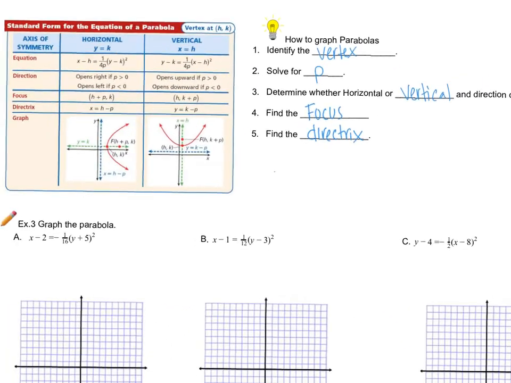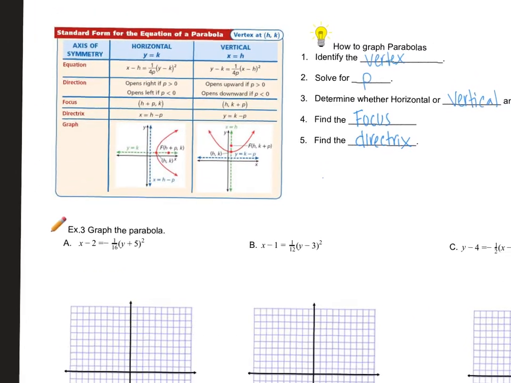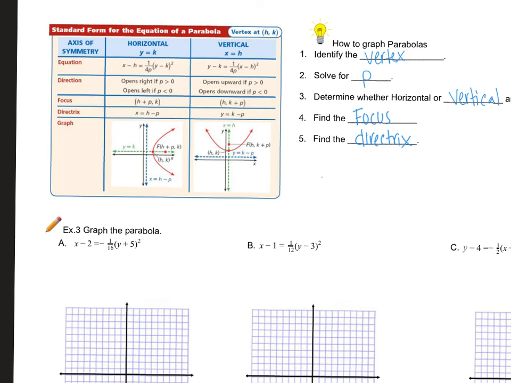So I gave you this nifty little cool table here. If you look at it, there's the equation when the vertex is not at 0, 0 like it was in the previous. So horizontal, it's x minus h equals 1 over 4p times y minus k squared. For vertical, it's y minus k equals 1 over 4p times x minus h squared. Still notice that your vertex h goes with the letter x and k goes with the letter y.